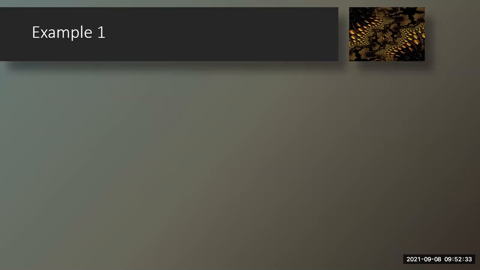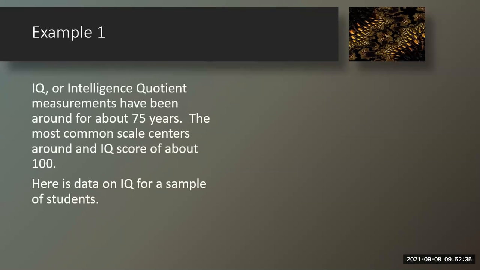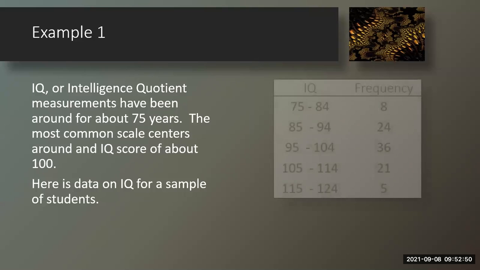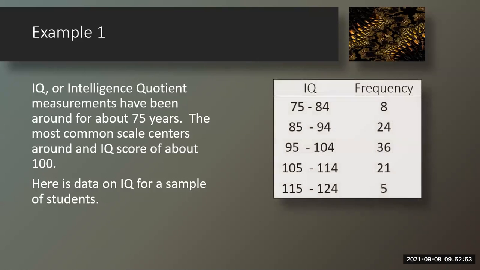Here's an example. IQ, or intelligence quotient, measurements have been around for about 75 years. The most common scale centers around an IQ of about 100. Here are some data on IQ for a sample of students. Again, we have our data in table form. The left column is IQ scores. We have 5 classes, going from a low of 75 to a high of 124. In the right column we have our frequency counts: 8, 24, 36, 21, and 5.